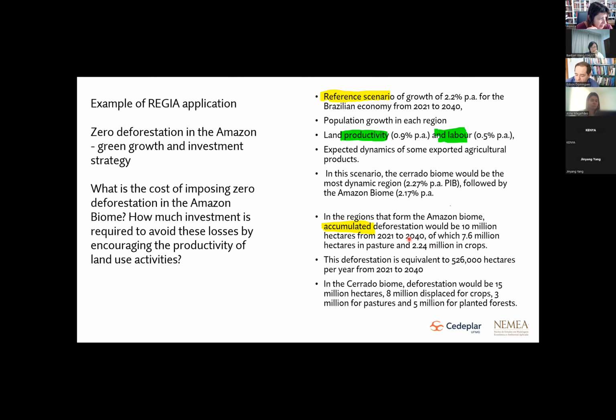And in our biomes, with this model saying how much deforestation we have, we can apply some policy changes to say, for example, that we want to impose zero deforestation in the Amazon biome and also put some investments there, green investments, if you want to call them that, to avoid the losses that come from this restriction on the land factor in the region. So the model is able to reproduce how much impact you have in the region and how much this policy would cost the region.